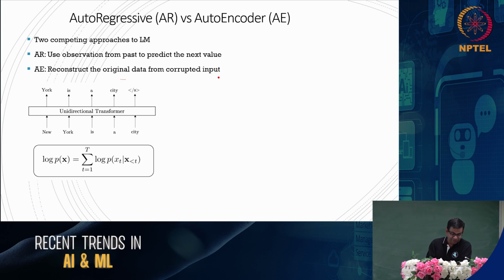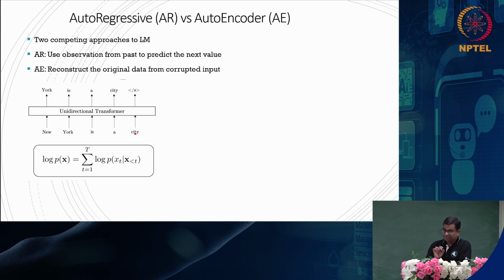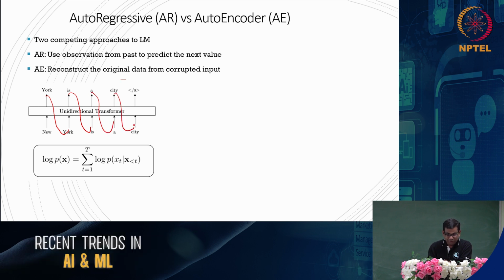Now, for example, if this is a sentence, New York is a city, in auto-regressive fashion, New will predict York, then York will come here and you predict is, then is comes here and you predict A, and then you keep on going like this. That's auto-regressive.